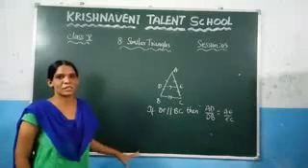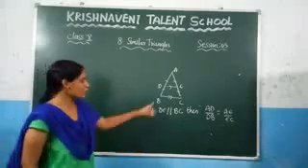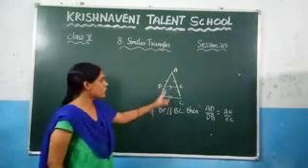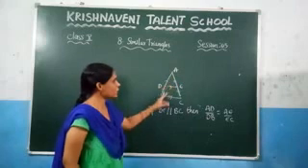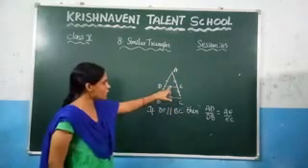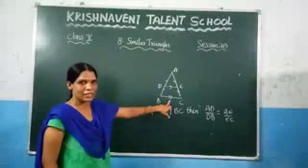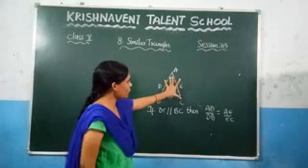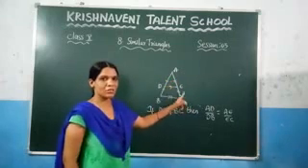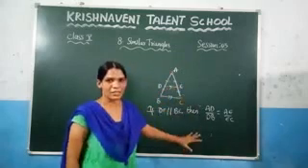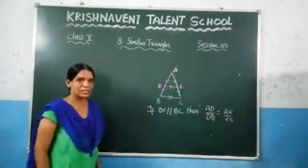So in the statement, you can say that if a line is parallel to one side of the triangle, then the other two sides are divided into the same ratio. That means you draw this line such that it is parallel to one side of the triangle, and the remaining two sides, AB and AC, are divided into the same ratio. That means AD by DB is equal to AE by EC. This is the basic proportionality theorem.